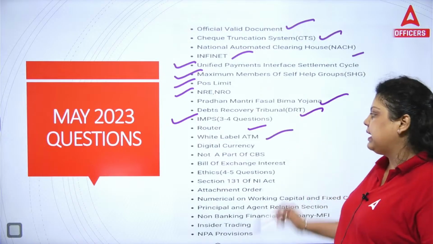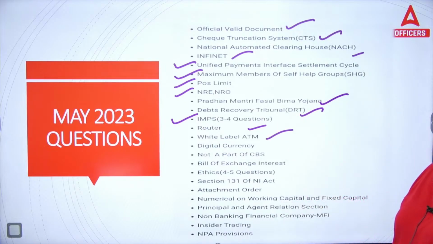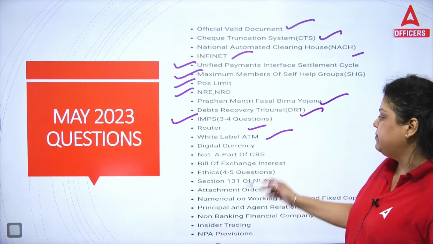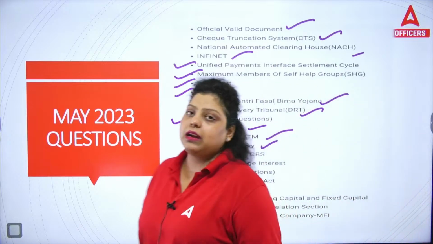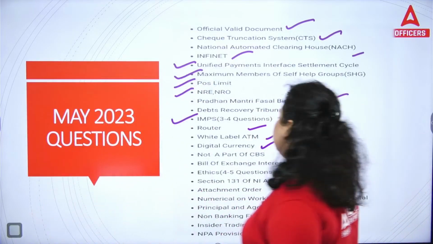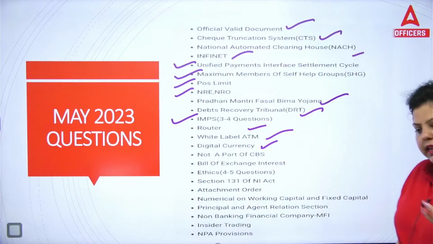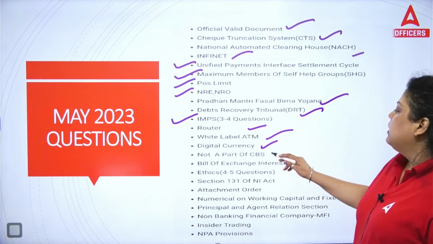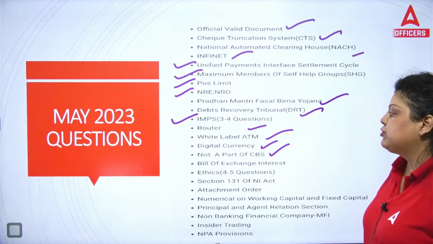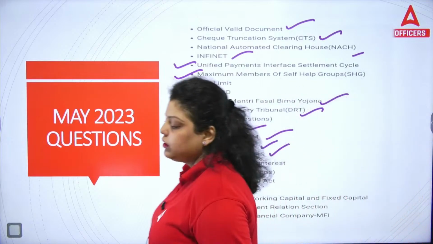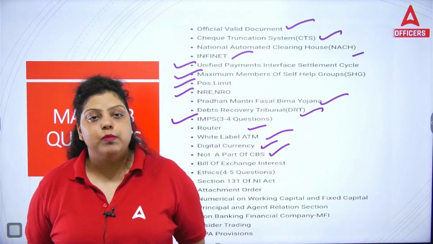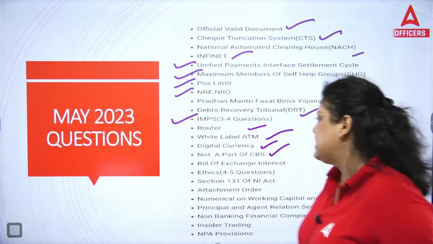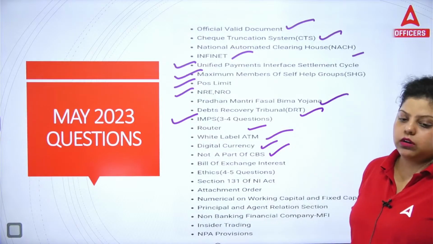Then white label ATM, the ATM which will be provided by the NPCI or non-banking institutions like Indicash ATM. Digital currency, RBI introduced CBDC, that is central bank digital currency. Wholesale and retail both networks have been launched. Okay, now the question was asked, which of the following is not a part of core banking solution. The features and functions of the core banking solution have been given. Out of that they have asked which of the following is not a function.